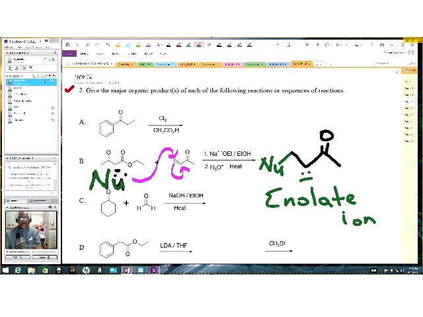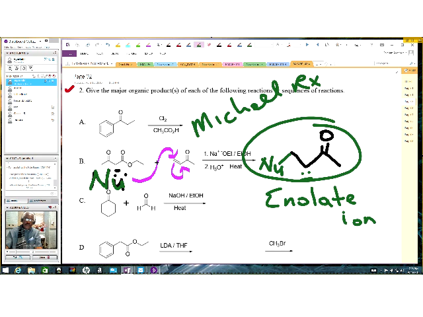This enolate ion can do a variety of other reactions. So what I've given you here is an example of what we call a Michael reaction. In other words, for the Michael reaction, you need a nucleophile to attack the beta carbon of an alpha-beta unsaturated ketone, aldehyde, or ester, and then you get this addition product right here. Okay, giving you that as background information, let us take this out.